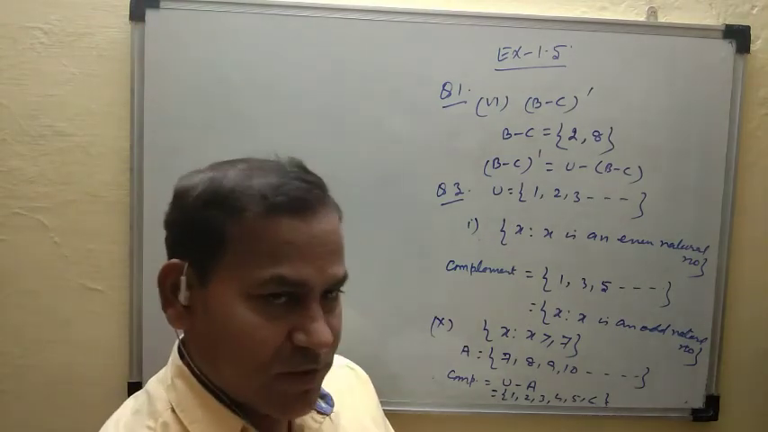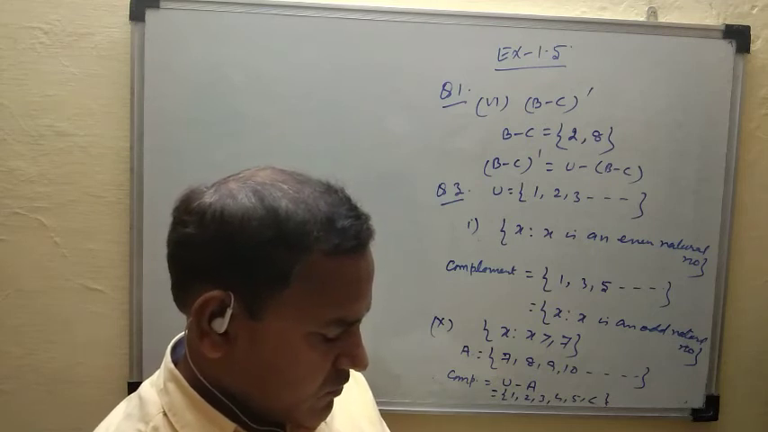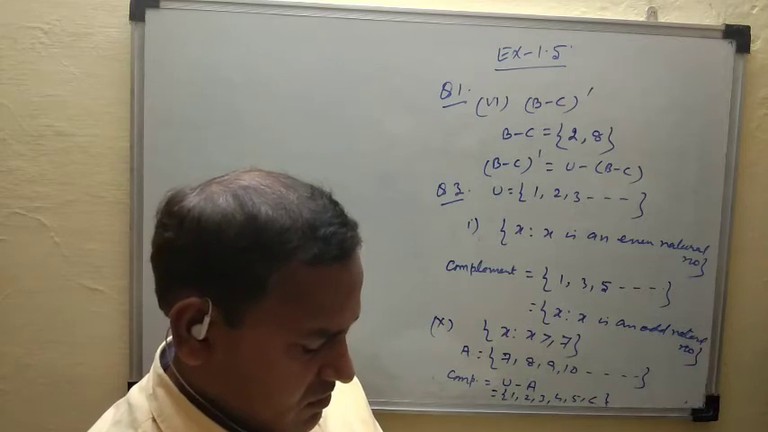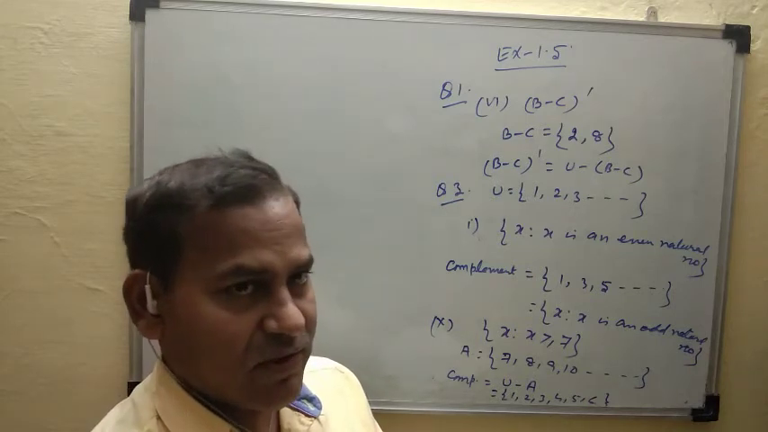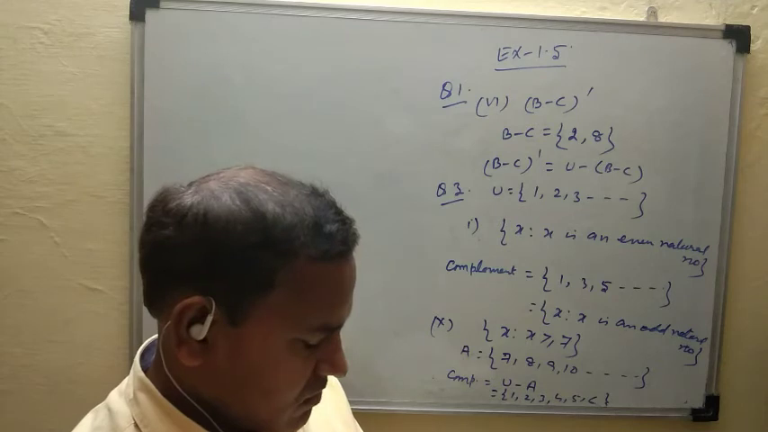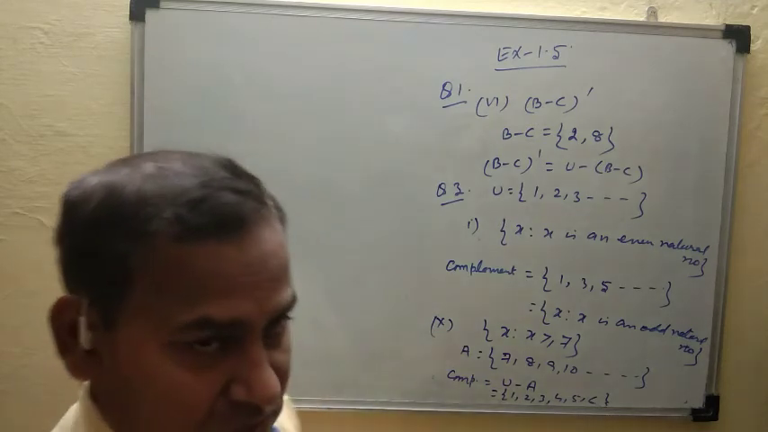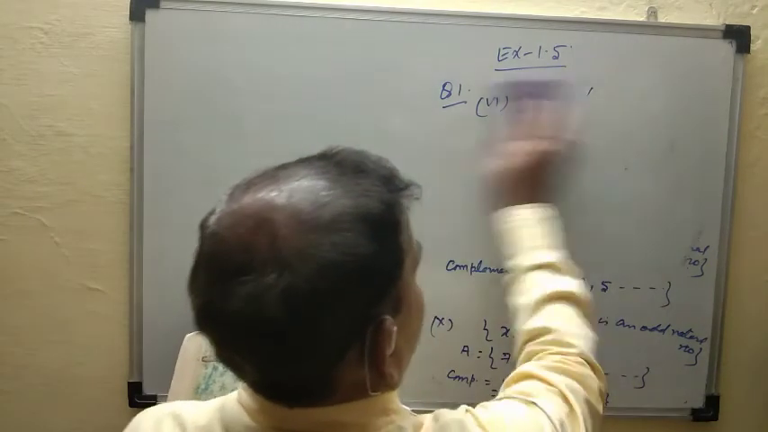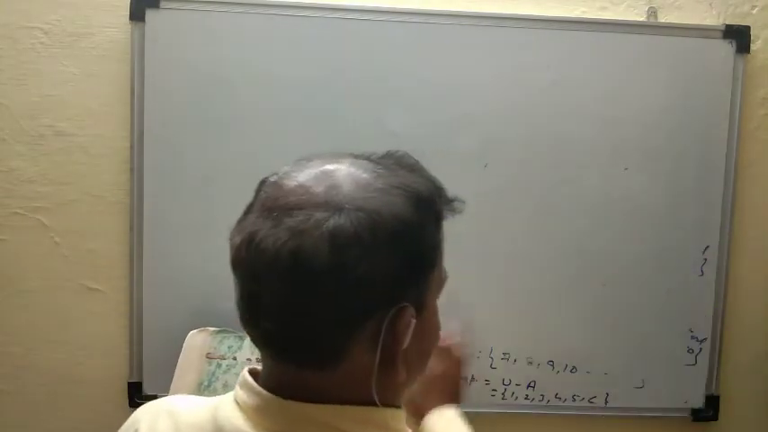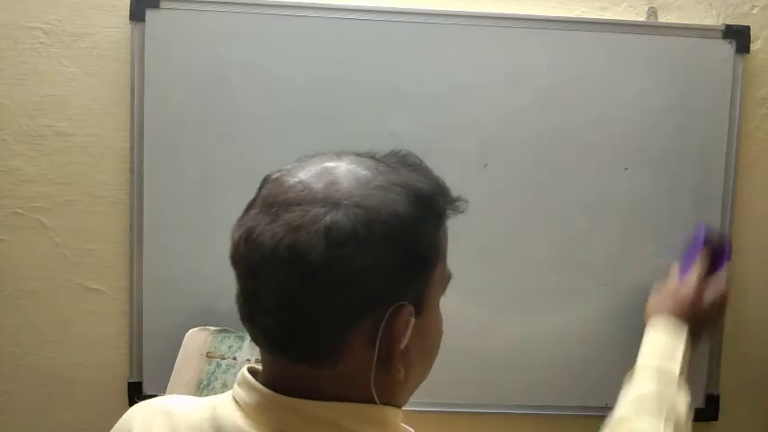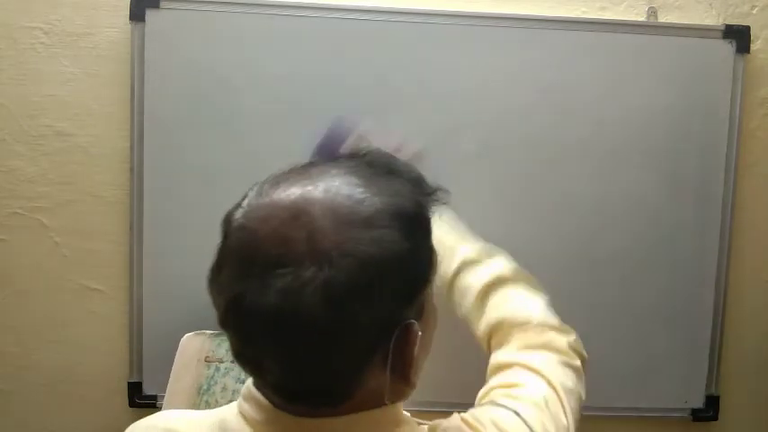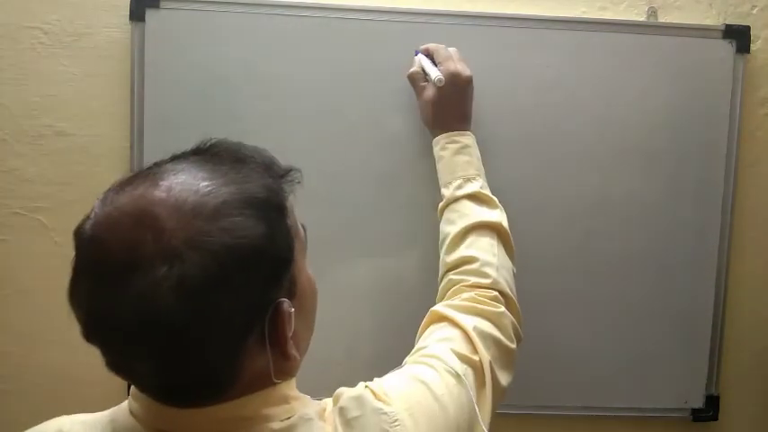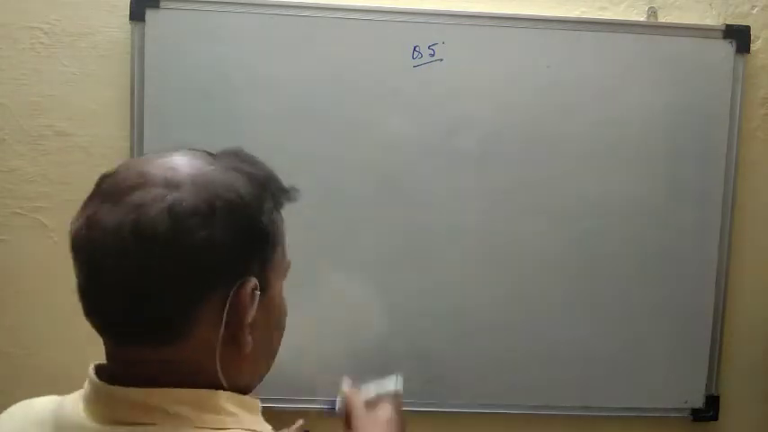Find all the complements. Question number 4 also: U is given, A is given, B is given, then verify. Already verified in the previous example. So question number 4 is also homework. Now question number 5.